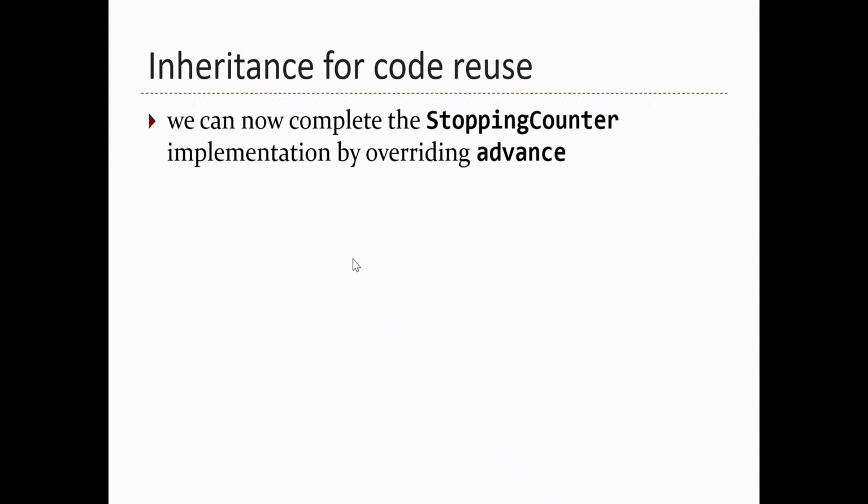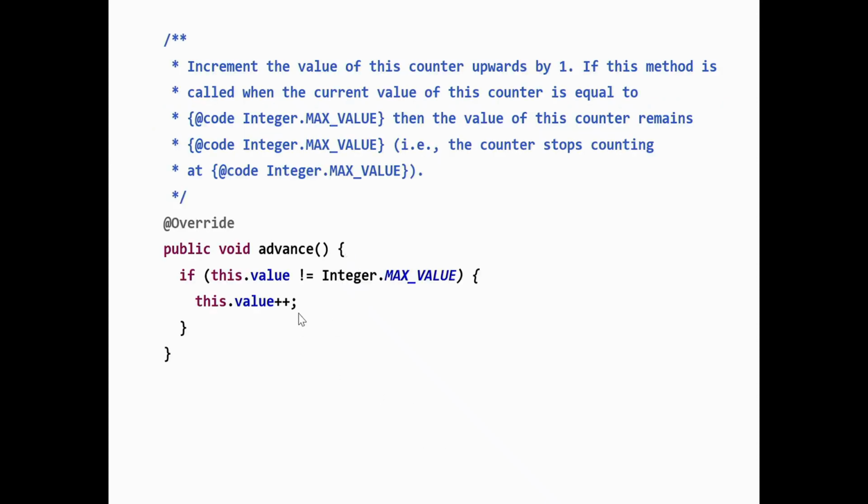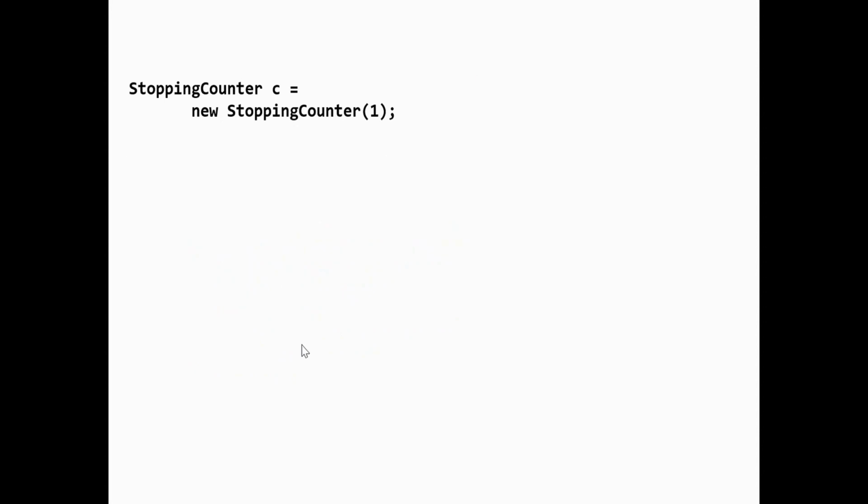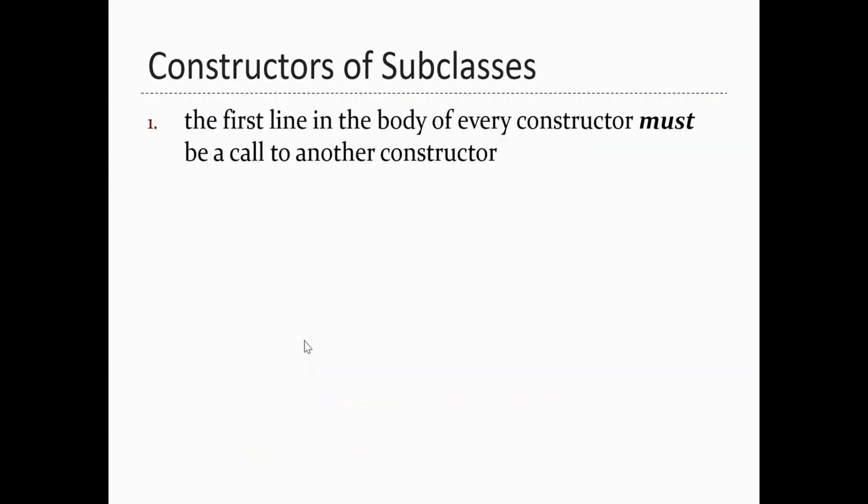I can finally finish implementing advance, right? So advance stops counting if it hits integer max value. If the value is not equal to integer max value, add 1. Otherwise, do nothing, and that's it, you're done. So the actual implementation is easy. You put in some constructors, but they're all very short.